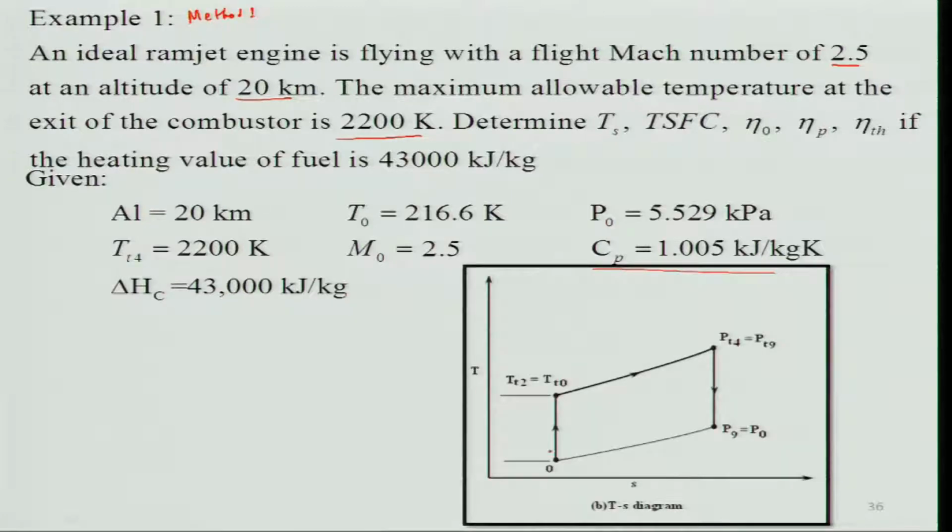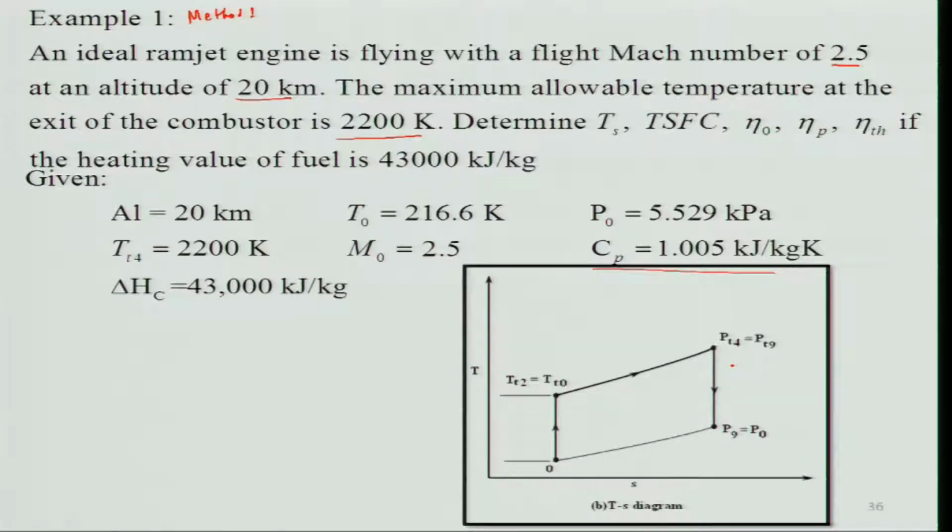This is the process we have looked at on the TS diagram: 0 to 1 is the ram compression, this is the heat addition, combustion, from station 2 to 4, and this is the expansion in the nozzle, right?